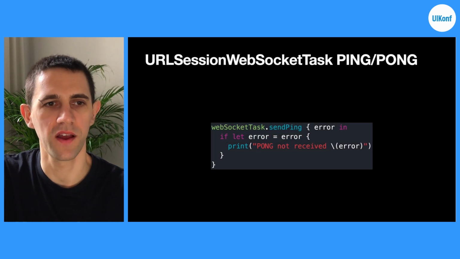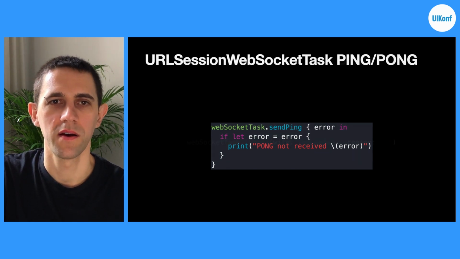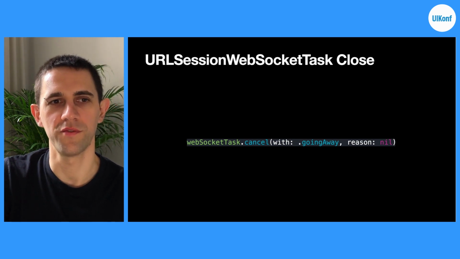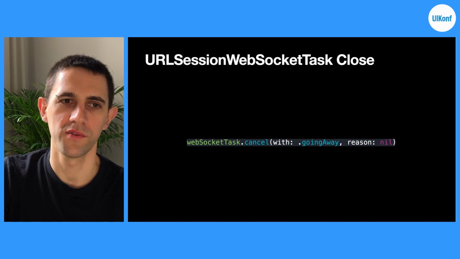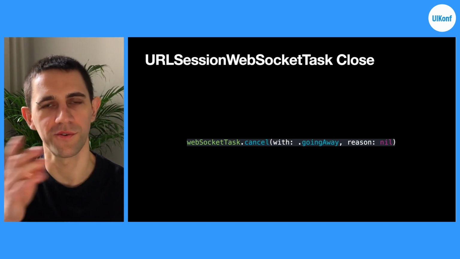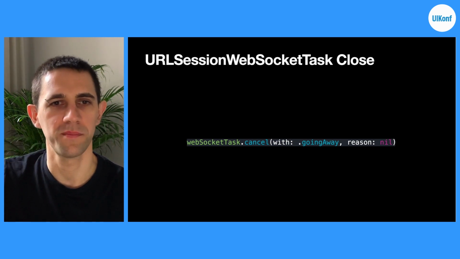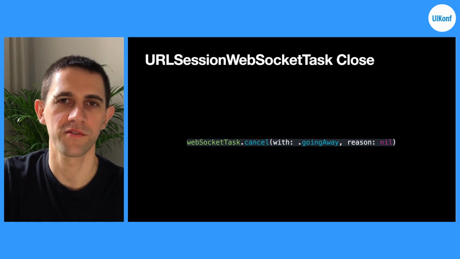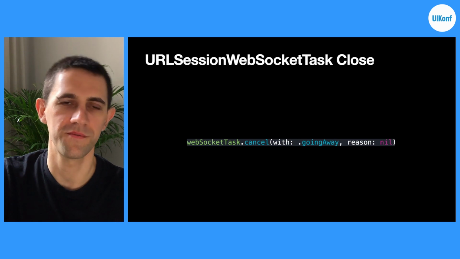And to keep the connection alive, we can send a ping and see if everything's fine with that as well. And then in the end, when we don't need the connection anymore, we just cancel the connection and specify the close code. In this case, it's going away, and also a reason. A reason is more descriptive information about what has happened. So if there are some issues, we can provide that information to the backend so they can log it and explore in the future.